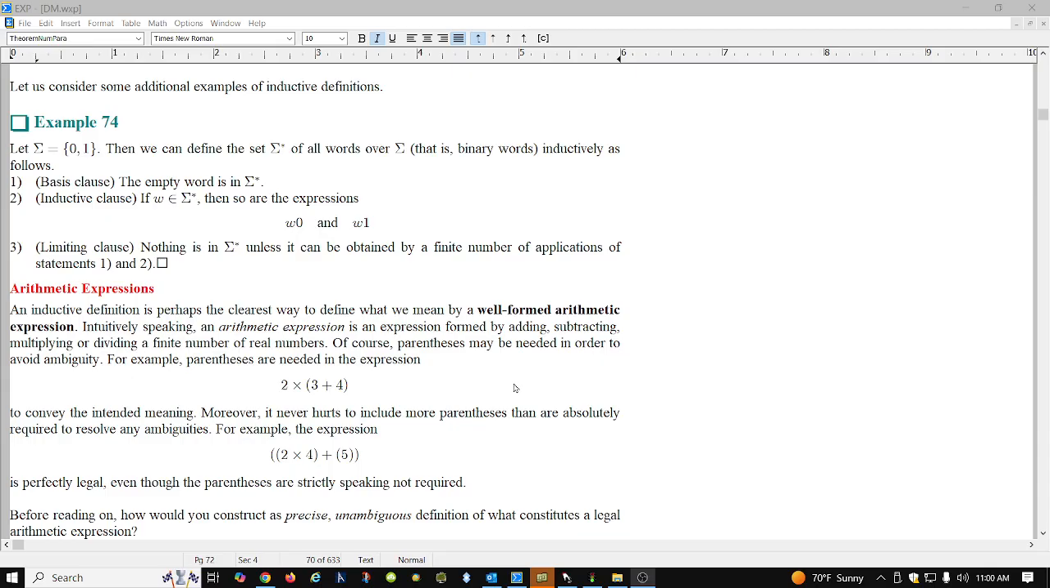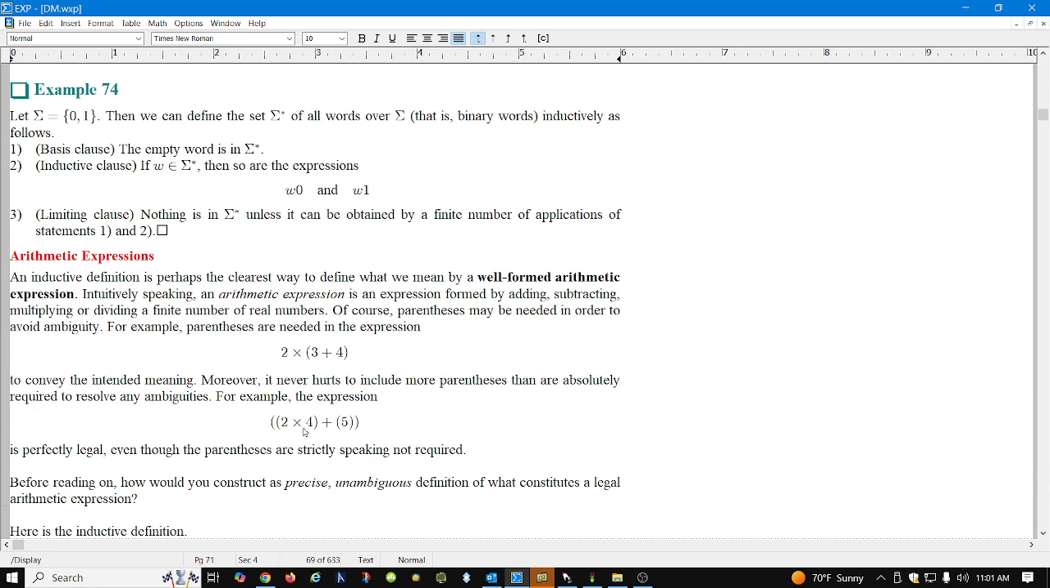Of course, parentheses may be needed in order to avoid ambiguity. So this expression, for example, requires the parentheses to make the result clear. Now, I know there's something called operator precedence, but we're not going to be dealing with that. So we're just starting from the beginning. How do you construct a well-formed arithmetic expression?